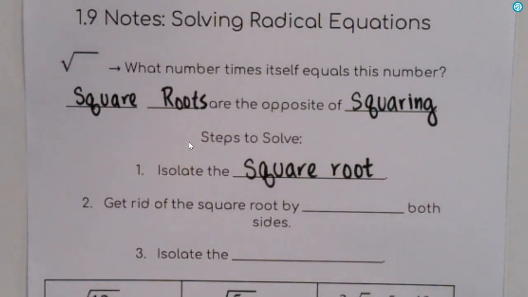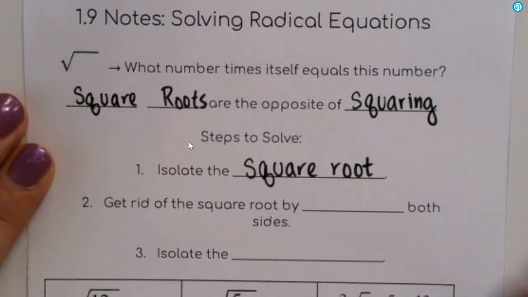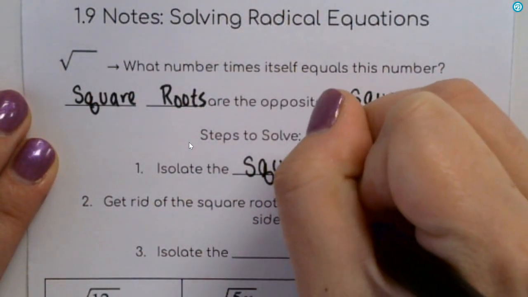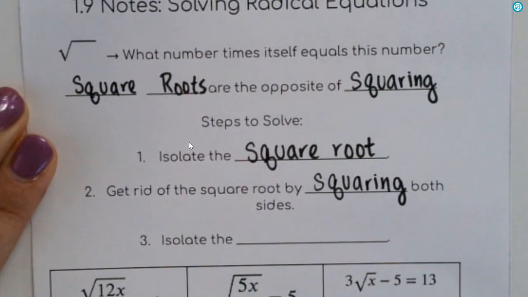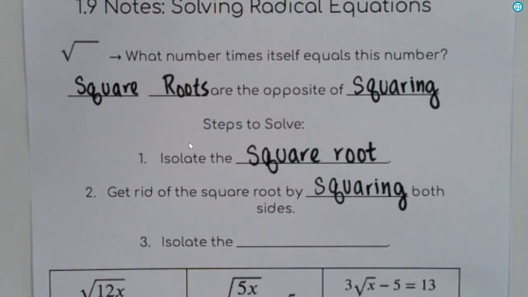Our second step is going to be to get rid of that square root by squaring both sides of our equation. So you get rid of everything outside the square root, and then you square both sides.